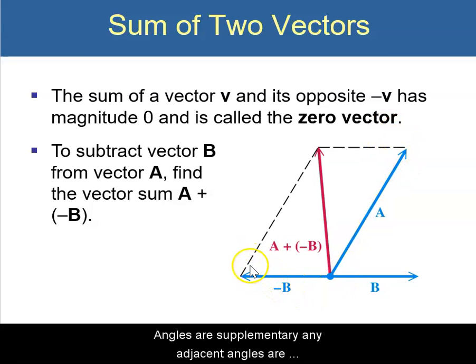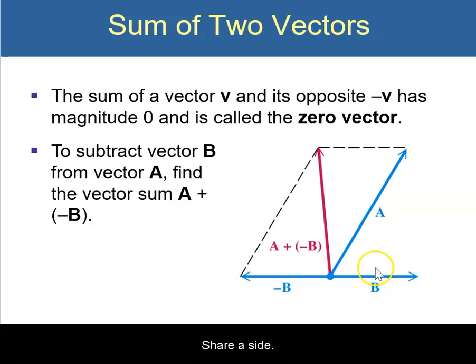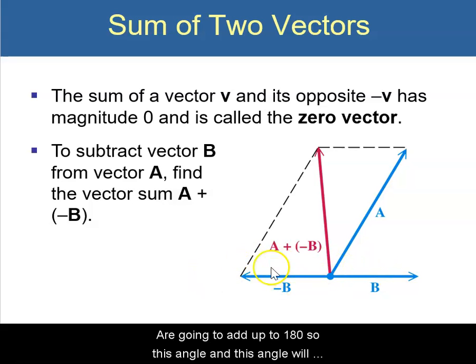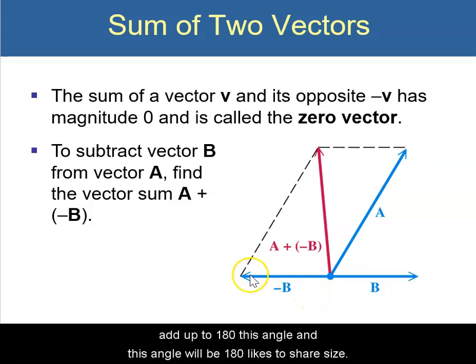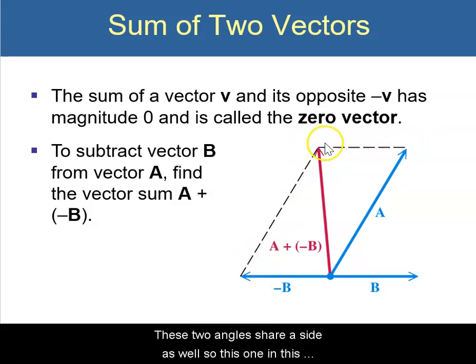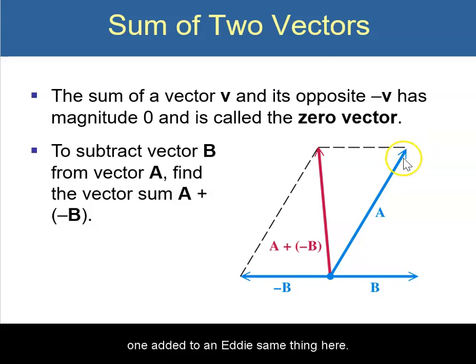The angles are supplementary. Any adjacent angles are supplementary, so any two angles that share a side are going to add up to 180. So this angle and this angle will add up to 180. This angle and this angle will be 180, because they share a side. These two angles share a side as well, so this one and this one add up to 180. Same thing here. This angle and this angle will add up to 180.